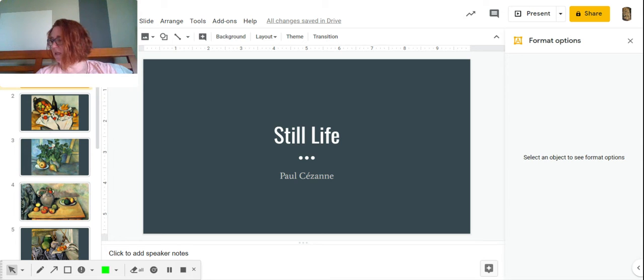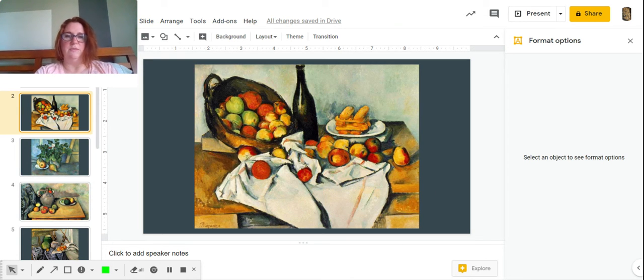I'm trying to think if there's anything else I need to tell you. Okay, let's start. So again, this lesson is on observation like we did with Georgia O'Keeffe. So we're going to be looking at objects and we're going to be trying to draw them as realistically as possible. But we're also going to use the style of Cezanne, which is the way that he painted, which is what makes his paintings all look like his work.